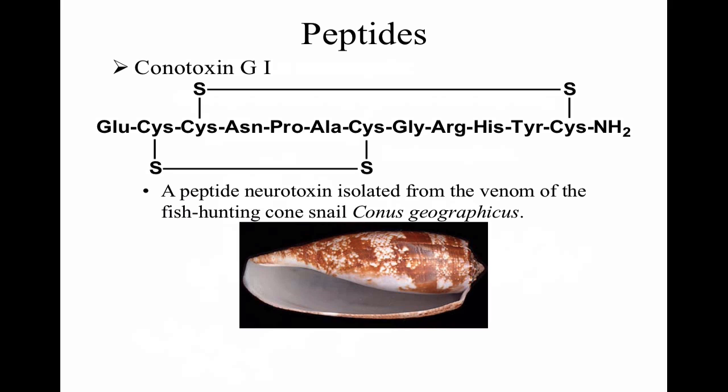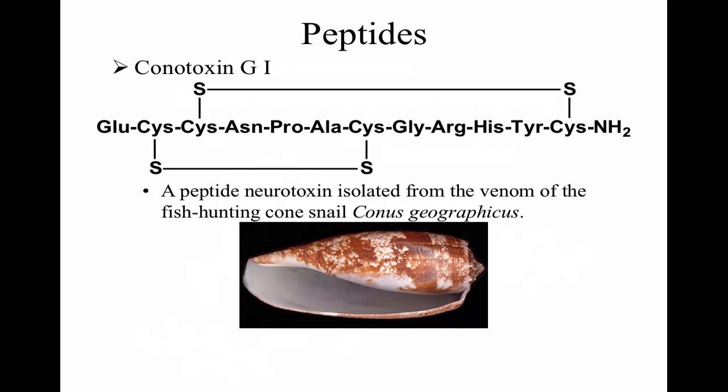We have a loop between cysteine number 2 and cysteine, let's see, 3, 4, 5, 6, and cysteine 7, and then between cysteine 3 and 12. But you can imagine having a loop here and here, or here and here and here and here, right? But it's got to be these loops for this to actually function as a neurotoxin, okay? And so this fish hunting cone snail actually uses this to paralyze. It paralyzes the fish so that they can consume the meal, right?